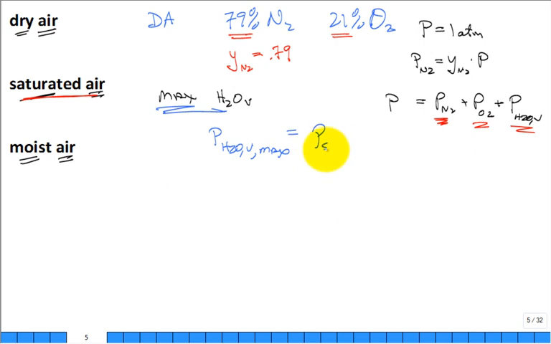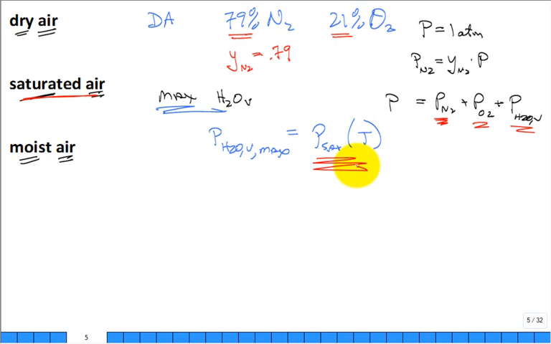P sat as a function of temperature. It's not multiplied by temperature, but we're emphasizing that the saturation pressure is a function of temperature. This stretches your Thermo 1 background a little bit. What is P sat? That's the saturation pressure. It's our oldest friend in thermodynamics.